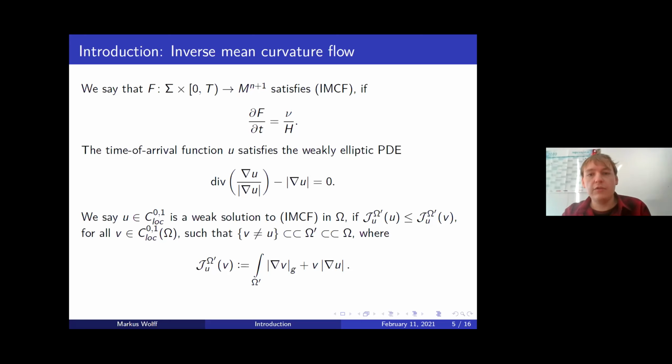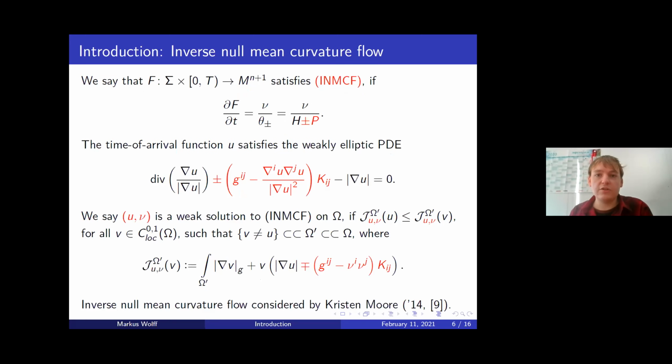And now modifying this with the notion of apparent horizon, first let me talk about a generalization which was first considered by Kristen Moore in 2014, which she called inverse null mean curvature flow, where instead of flowing in normal direction with respect to 1 over the mean curvature, we now flow with respect to 1 over the past or future expansion respectively. And this adds this additional P term into the weakly elliptic PDE, where here we still have this notion of gradient u divided by mod gradient u as the unit normal.